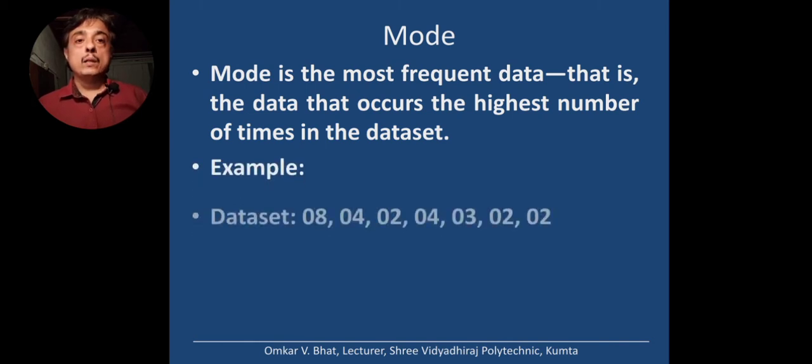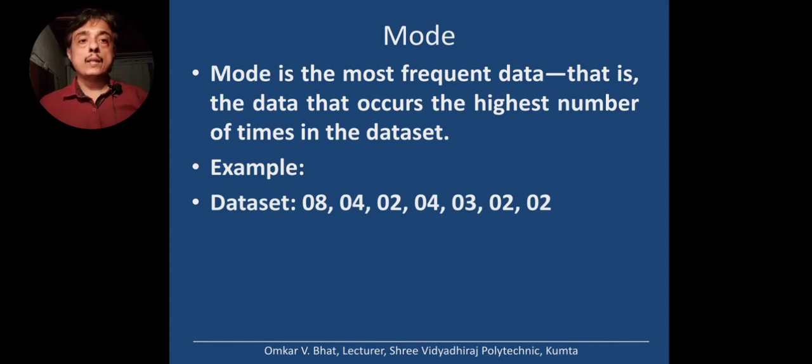For example, say a data set contains 7 data. So in that data set you can observe data 2 occurs 3 times. Then data 4 occurs 2 times. Data 8, it is there only once, and also data 3, it is there only once. So data 2 repeats more number of times. 3 times it is repeated in that data set. So data 2 is called as mode of this data set.